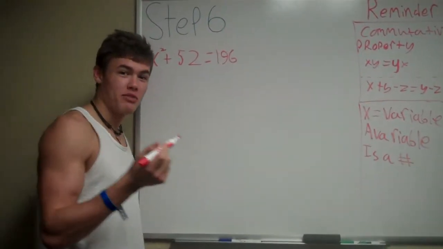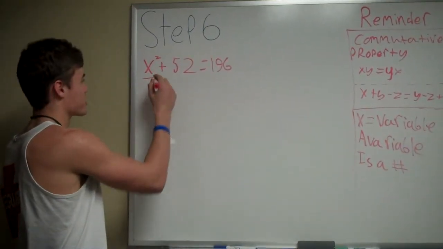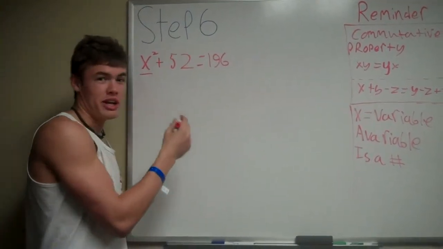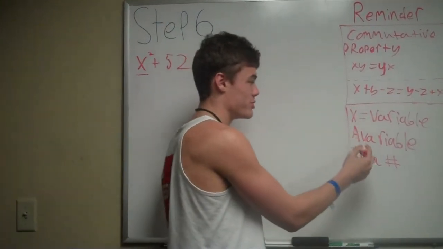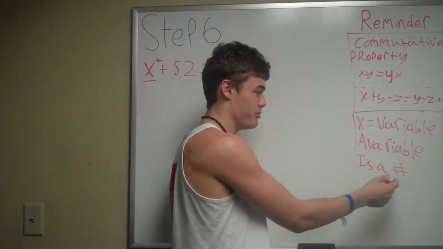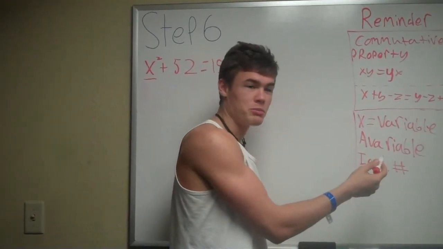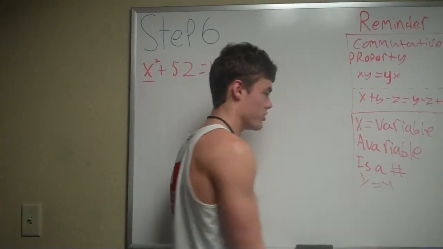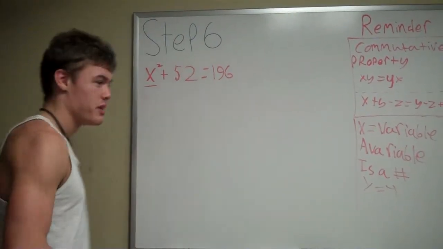Alright, last, all we have to do is solve for x. Now, x is a variable, and remember that variables are just numbers. They take the place of a number. Like, for all we know, x could equal 4. Just anything random.